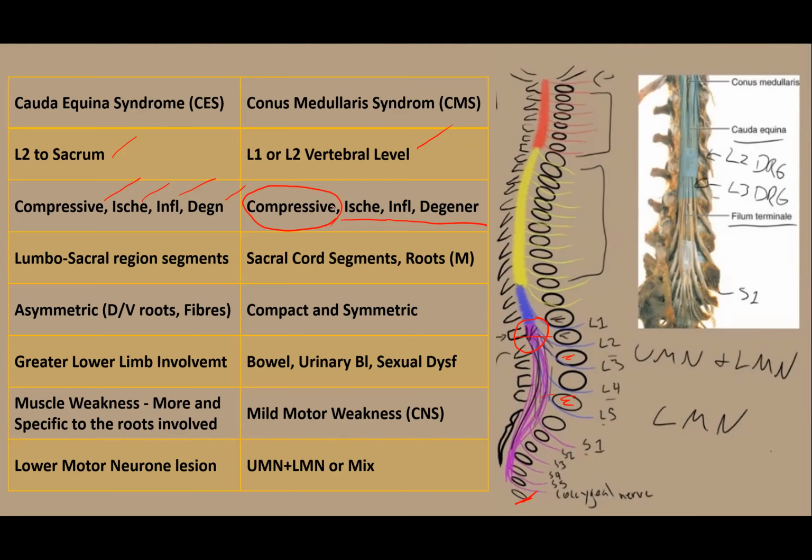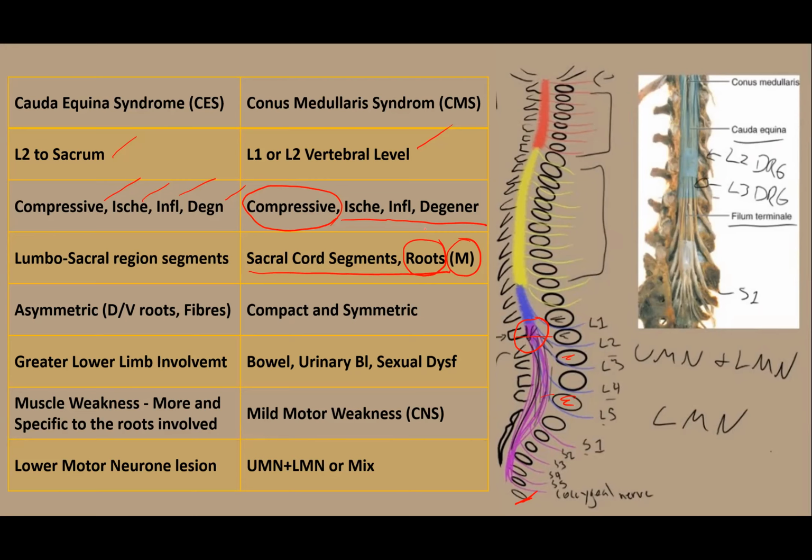Okay. So lumbosacral region segments are affected, spinal cord segments, sacral cord segments are affected, maybe roots, lumbar roots at that level may be affected. In that case, it becomes mixed. So sacral cord segments are mostly affected because the conus is a compact part of the spinal cord representing all the sacral segments.